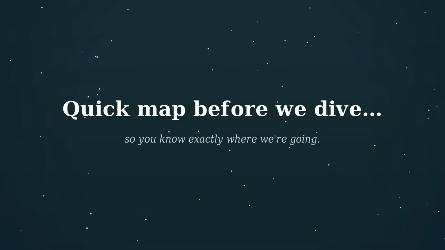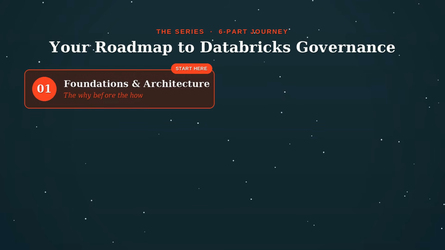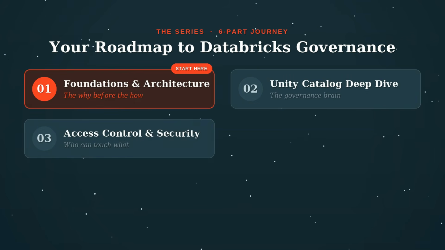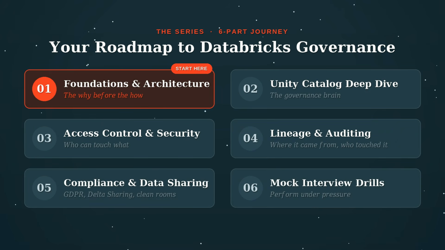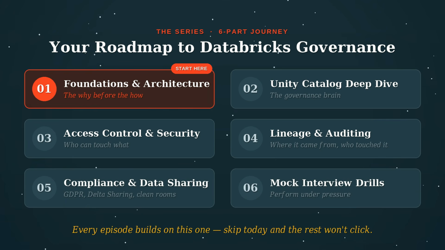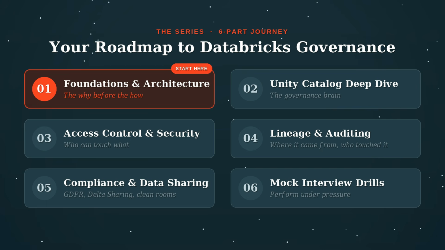Let's get into it. Quick map before we dive, so you know where we are going. This is a 6-part journey. Today, phase 1, the foundation and the architecture, the why before the how. Then we go deep on Unity Catalog, then access control and security, then lineage and auditing, then compliance, and then data sharing. And we finish with interview drills. Every episode builds on this one. So if you skip today, the rest will not click.